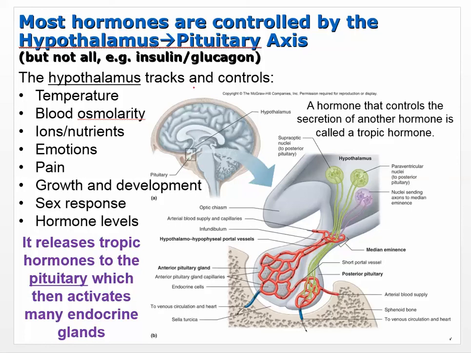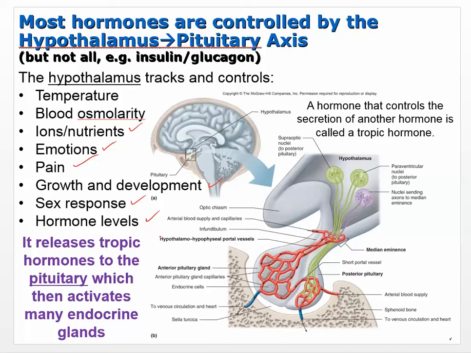All right, so the hypothalamus tracks and controls, and it's of course getting signals from receptors in the body that are measuring things like temperature and blood osmolality. So there are sensors that say, oh, we've got too much sodium. Somehow that signal gets back to the hypothalamus, and then the hypothalamus can send out a hormonal signal to either stop reabsorbing sodium, or reabsorb more sodium or more water, those kinds of things. So ions, nutrients, there are emotional components that are involved. Some people talk about oxytocin having an effect that's emotional. It's the bonding hormone. Pain, growth and development, and sexual response. So yeah, activation of gonads, ovaries, testes, hormone levels in general.